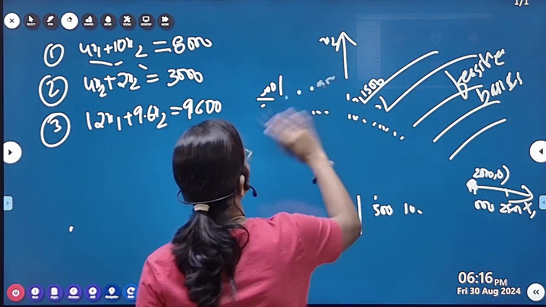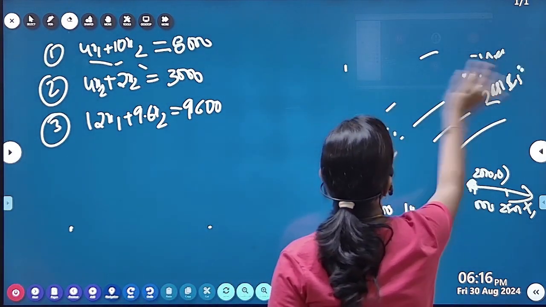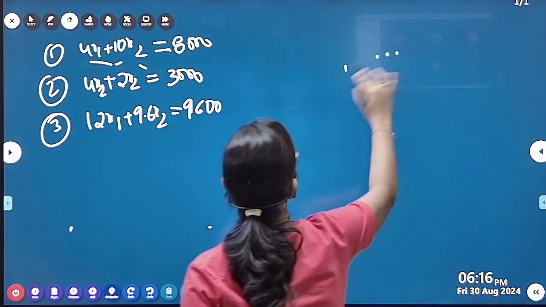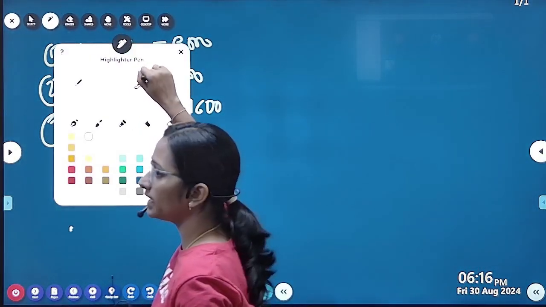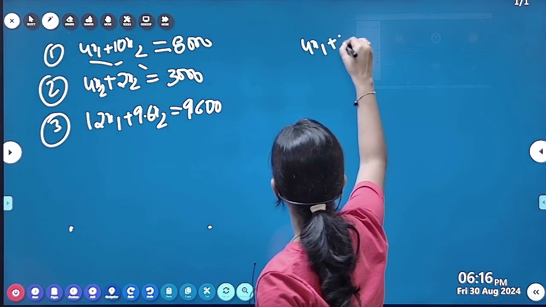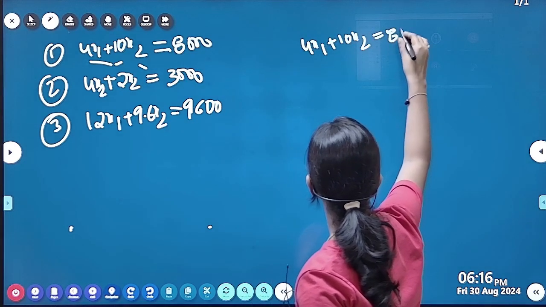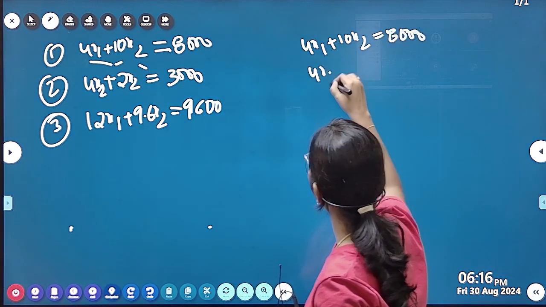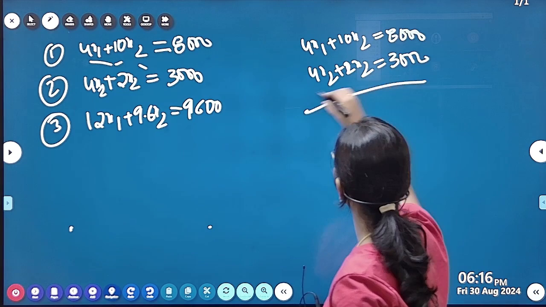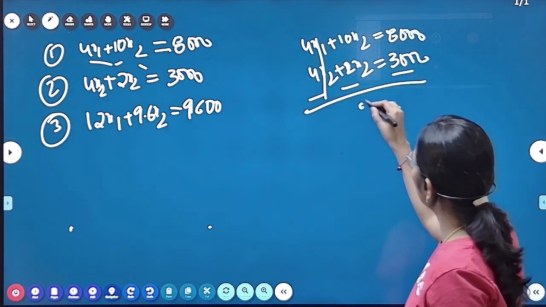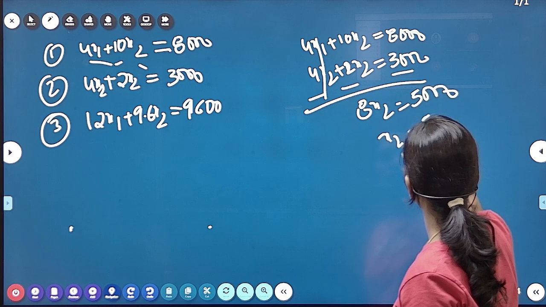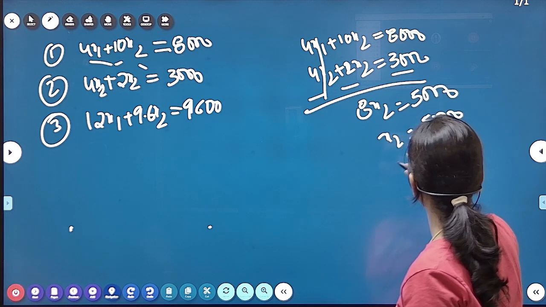So now we need to solve the problem. But this is not the exact points, right? We need exact points. So tell me the first equation. 4x1 plus 10x2 is equal to 8000. Second equation, 4x2 plus 2x2 is equal to 3000. So minus values cancel. 8x2 is 5000. So x2 is equal to 5000 by 8. How much?